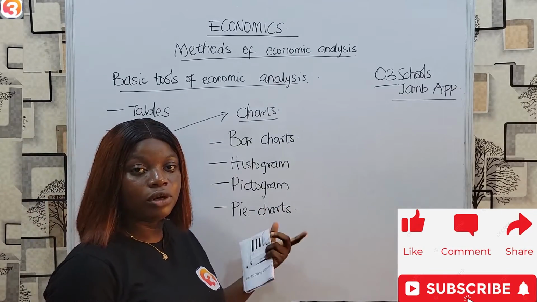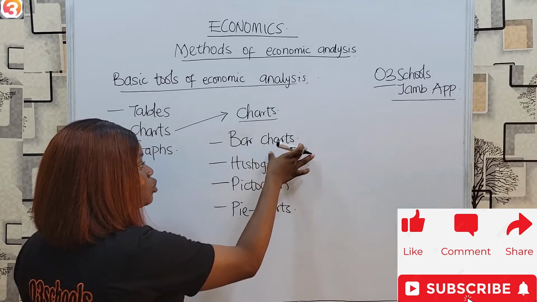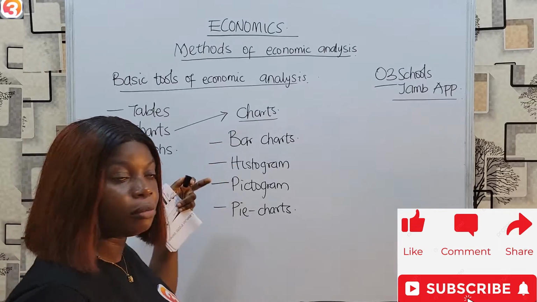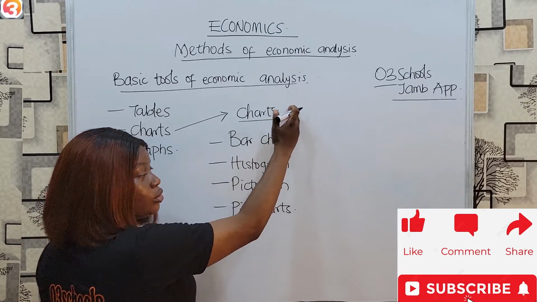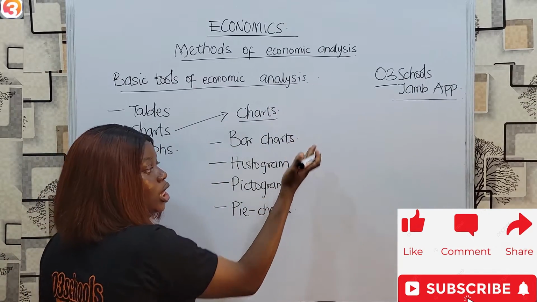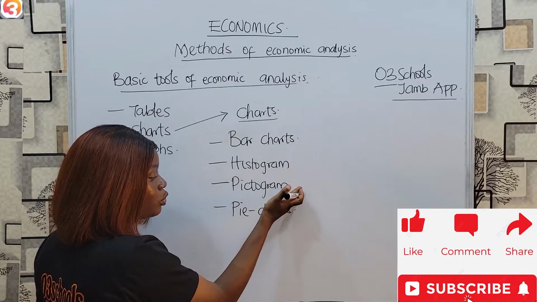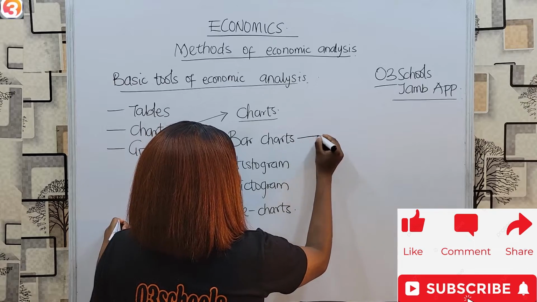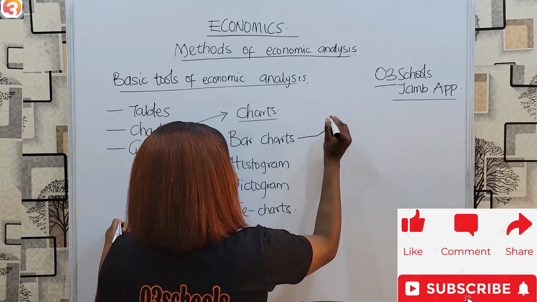We'll be looking at each and every one of them in detail. Now we're going to start with, don't forget we're talking about charts, which is a basic tool of economic analysis. And then we divided charts into 4 places. We have the bar chart, we have the histogram, we have the pictogram, and we have the pie chart. Now, bar charts on its own is divided into 3 columns.